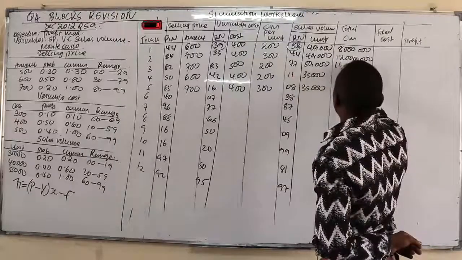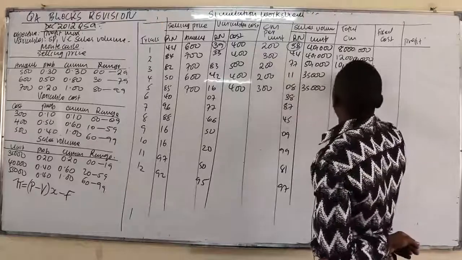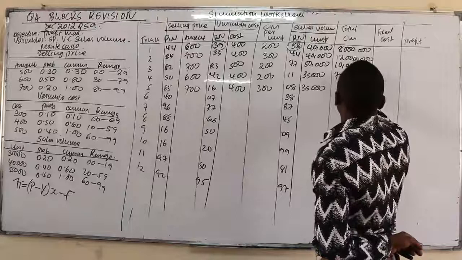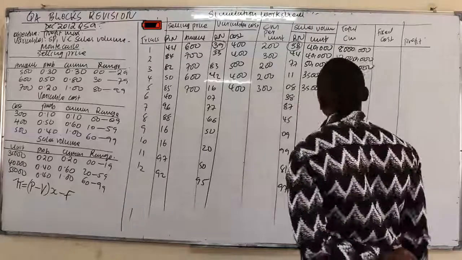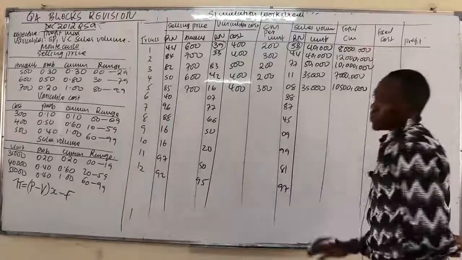That one, you get 10 million. Yeah, you get, is it 7 million? 7 million. And here you have what? That is 10,500. You do like that up to the 12 trials.